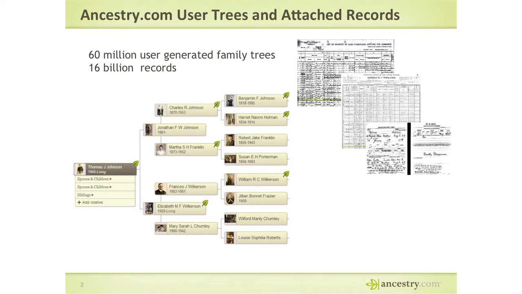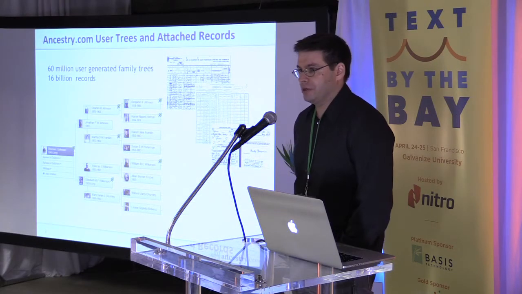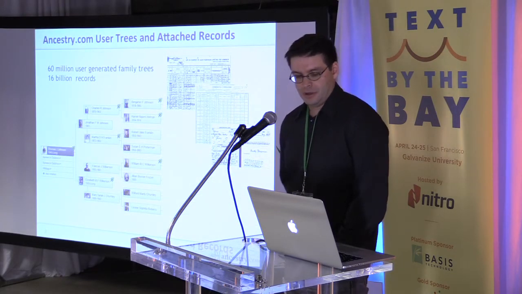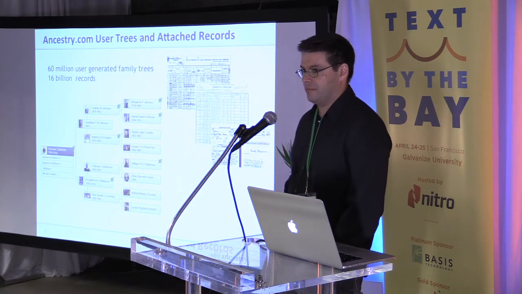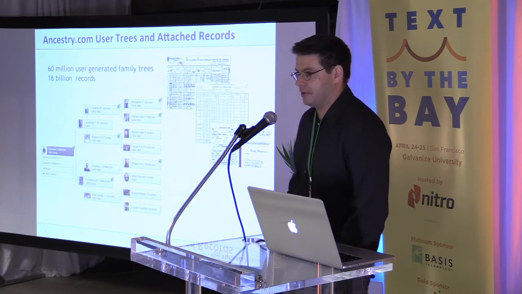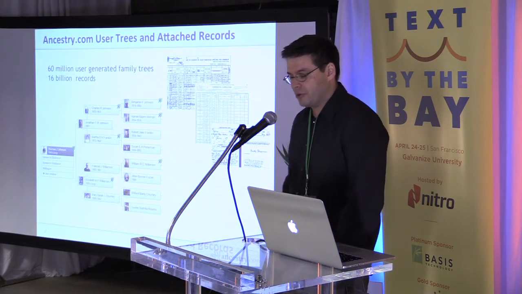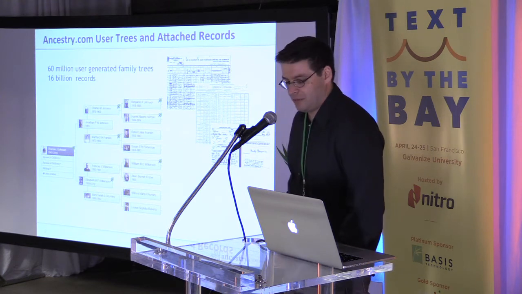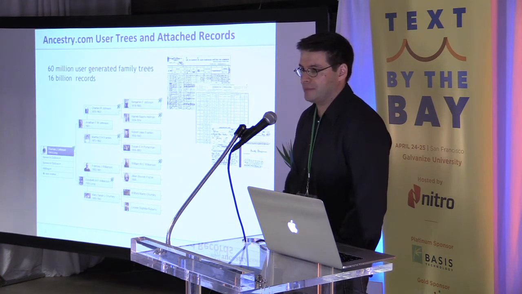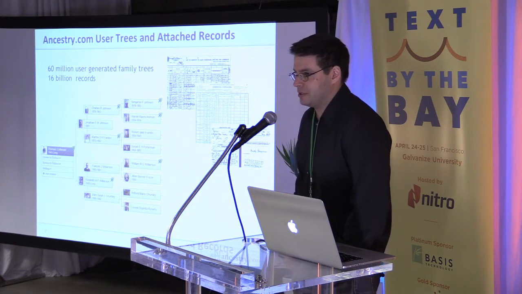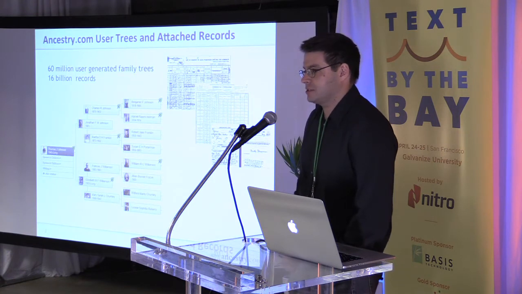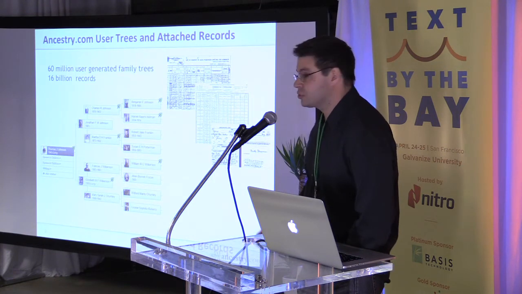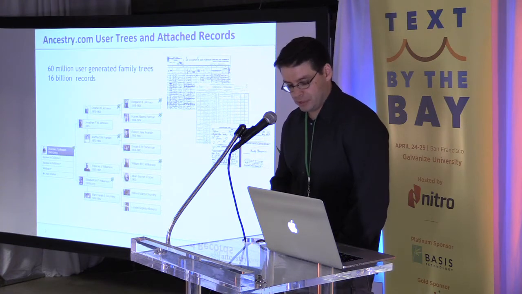Over the years, Ancestry accumulated over 60 million user-generated family trees and over 16 billion personal records. So here on the left side, you see a typical example of a family tree where nodes represent individual people and edges represent relations. On the right side, you see a basic example of a scanned document. And we have multiple types of documents. There could be birth certificates, death certificates, military records, census data, also newspapers, journals, and lots of other historical documents.